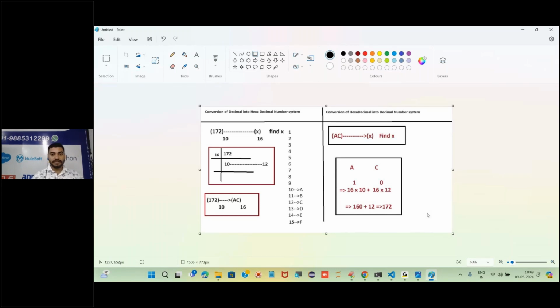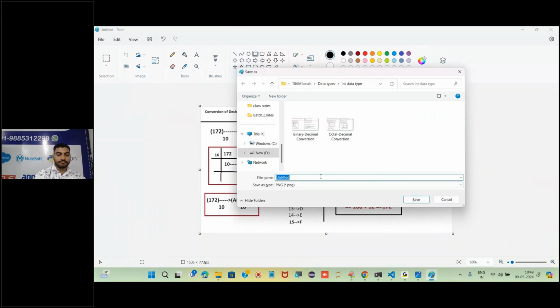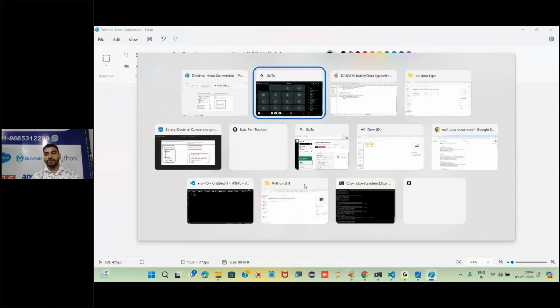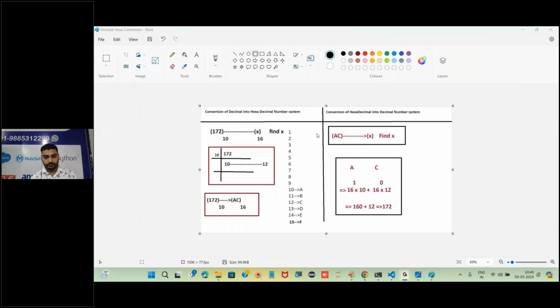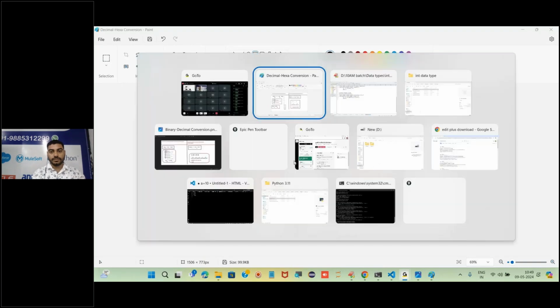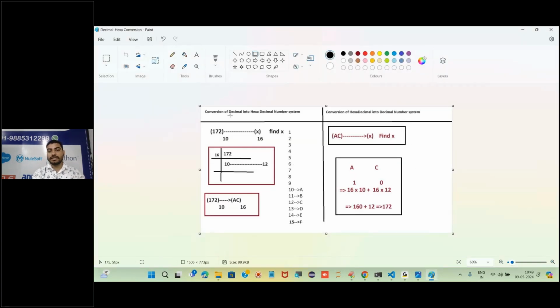Fine. So let me save this as decimal hexa conversion. Okay. Yes, online, do you have any question? Do you have any question? Fine. So this is the conversion of decimal into hexadecimal and hexadecimal into decimal.